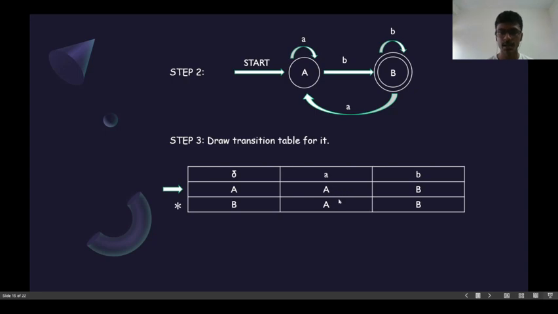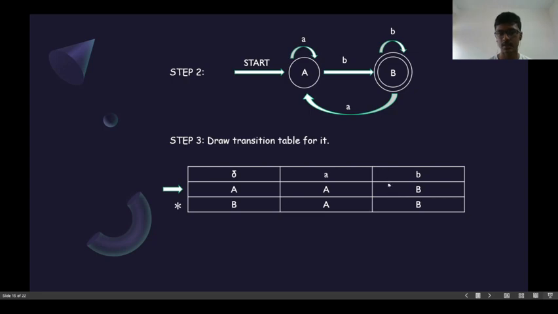So let's see how these four values came. Delta, A and small a. That is nothing but, in the state A, when it gets the small letter a, where does it go? It's a self loop, so it comes back to A itself. So that is what this A is. This A represents the final state when the initial state acquires this character.